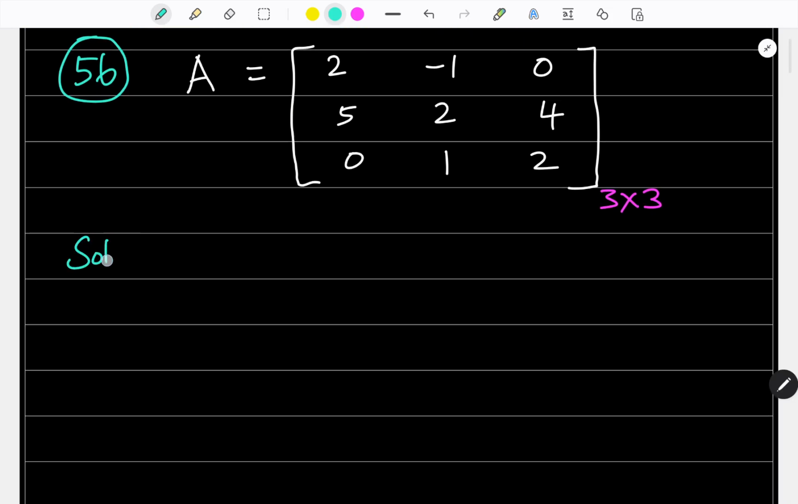First thing is step number 1. In step 1, we are going to find the characteristic equation: lambda cubed minus beta 1 lambda squared plus beta 2 lambda minus beta 3 equals 0.